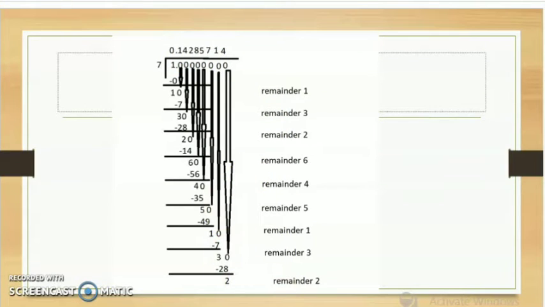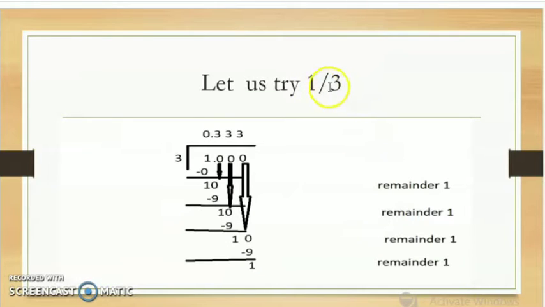Now let us look at another example. Let us try 1 by 3. 3 goes 0 times, and the remainder is 1. We bring down a 0 after putting the decimal point. 3 times 3 would be 9. Again the remainder is 1. We bring down a 0 again. Again 3 times 3 is 9. So this also keeps going on.